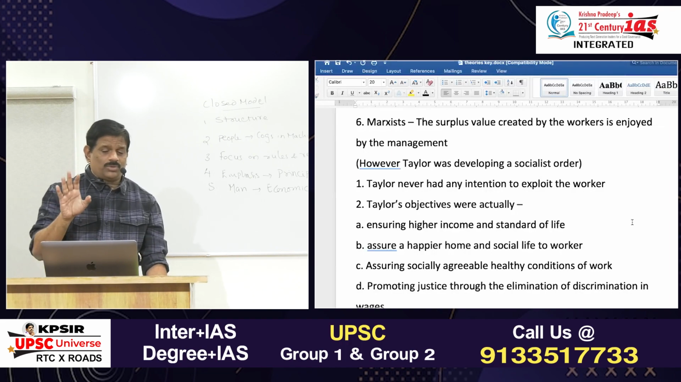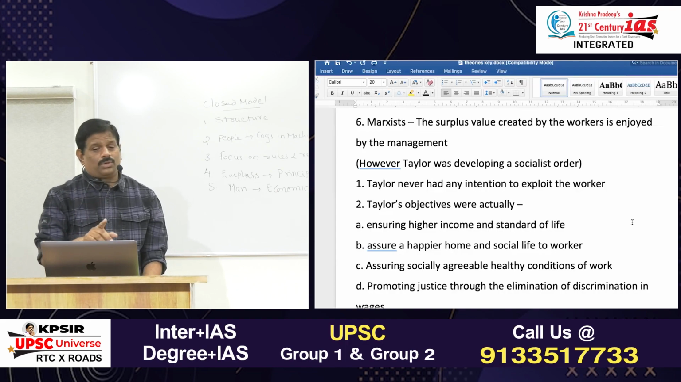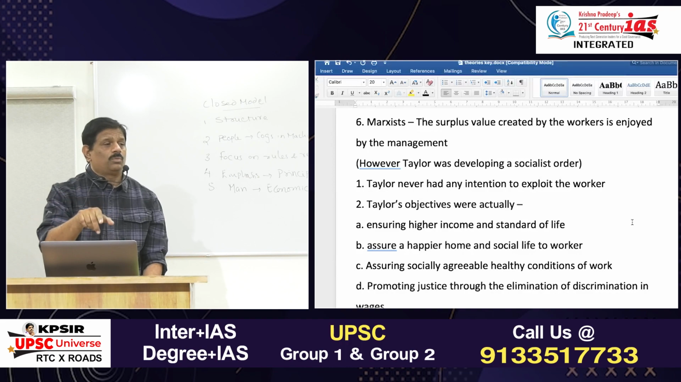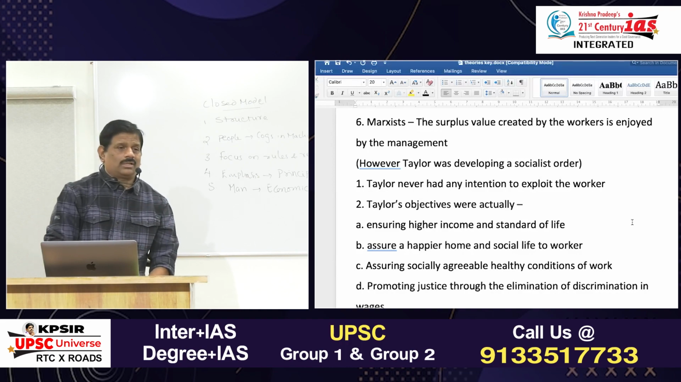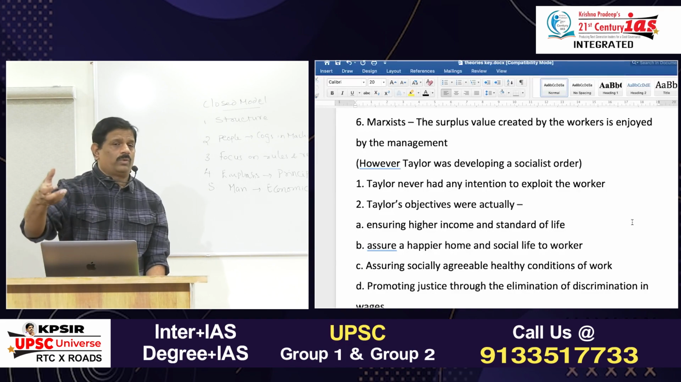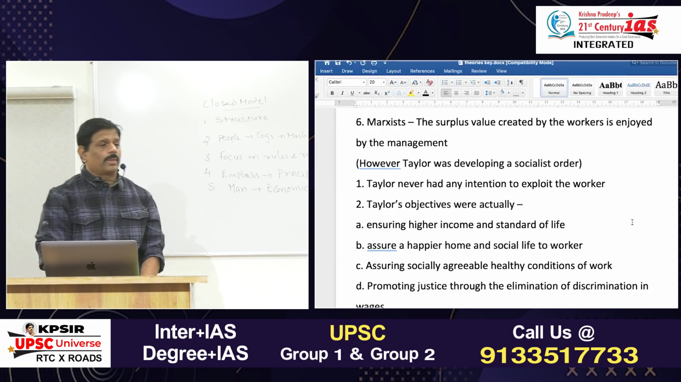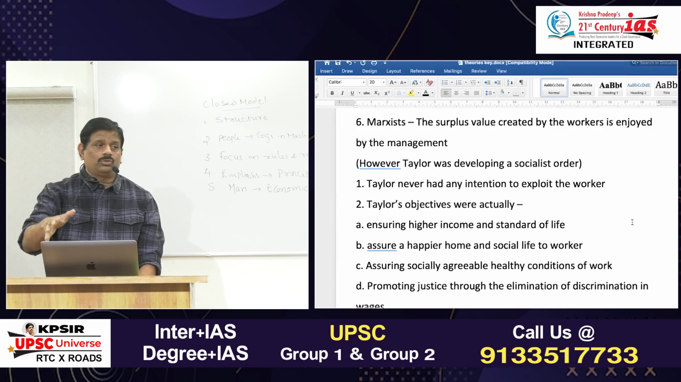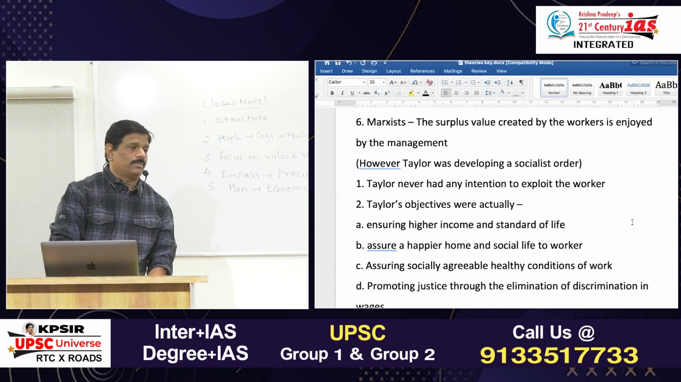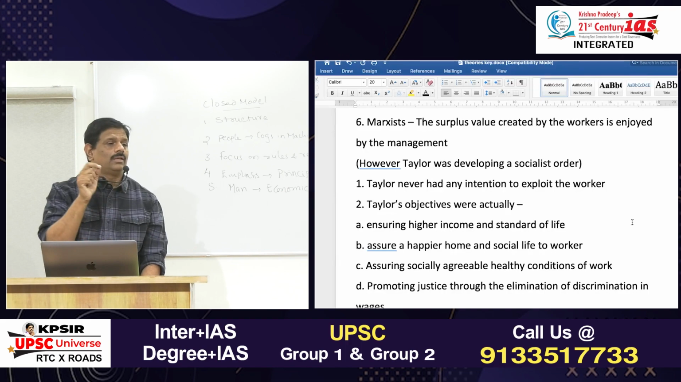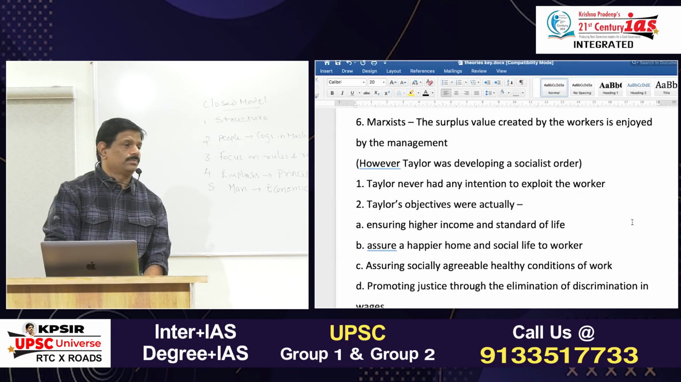Secondly, Taylor's objectives were actually ensuring higher income and standard of life. Higher income to whom? The workers, because through the differential piece rate system, when you do more work, you will have more money. More money may not guarantee happiness, but definitely it will reduce the conflicts in the family. Because one of the major sources of conflict in families is a limited source of income.